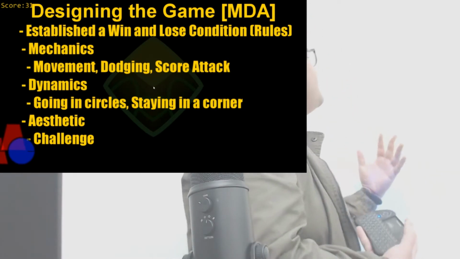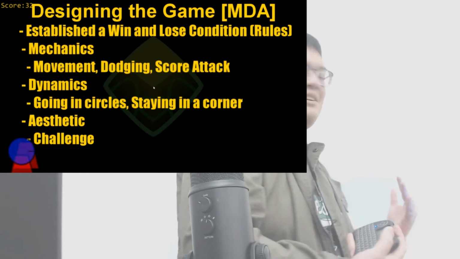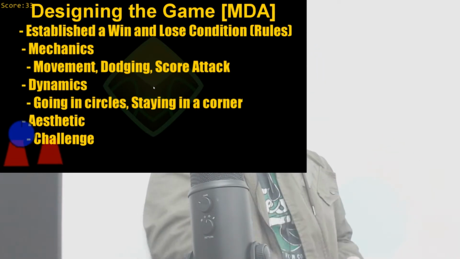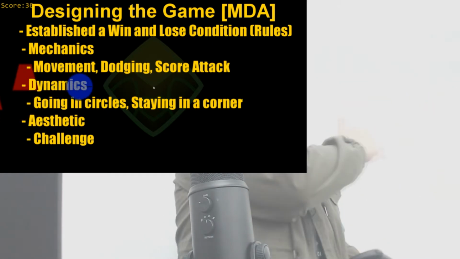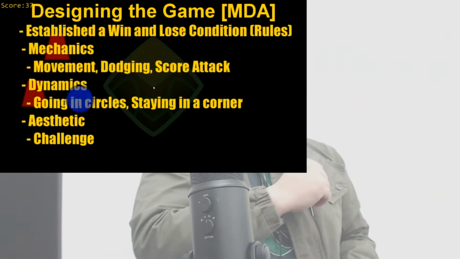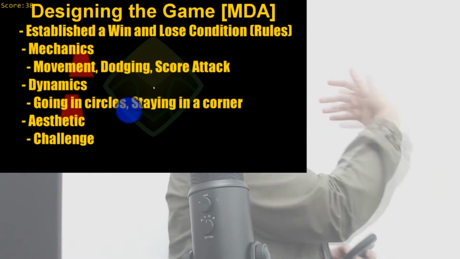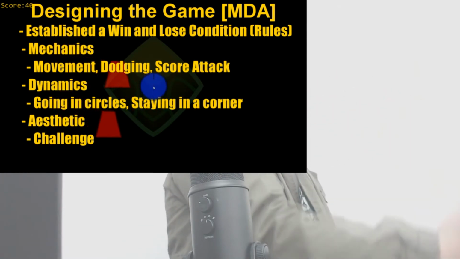So the mechanics we have going right now are essentially, we have movement, right? We can move in 4 directions. We have dodging. There's no collision on them, we'll get to that in a second. And we have score attack. We try to get the highest score, and that's one of the core mechanics of the game.